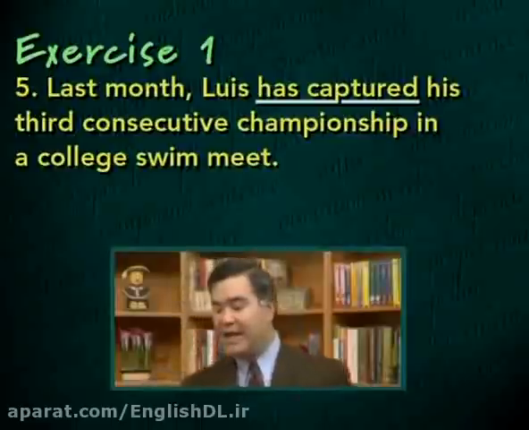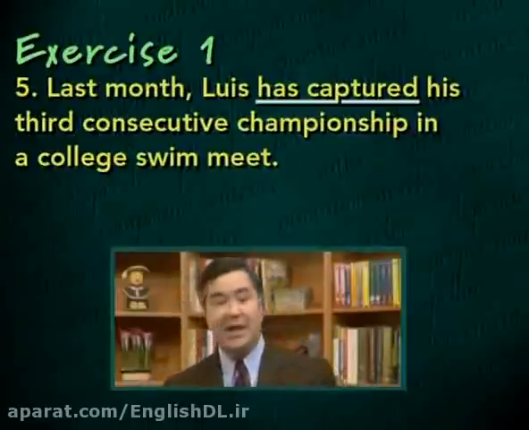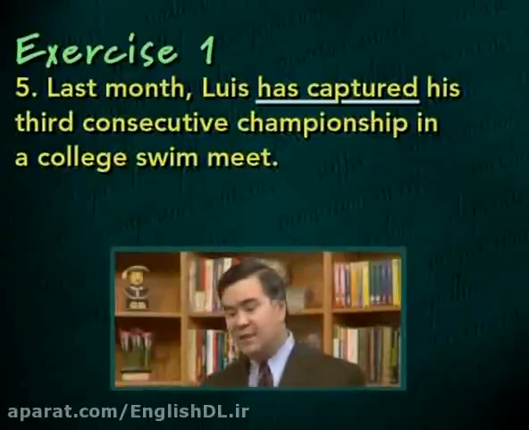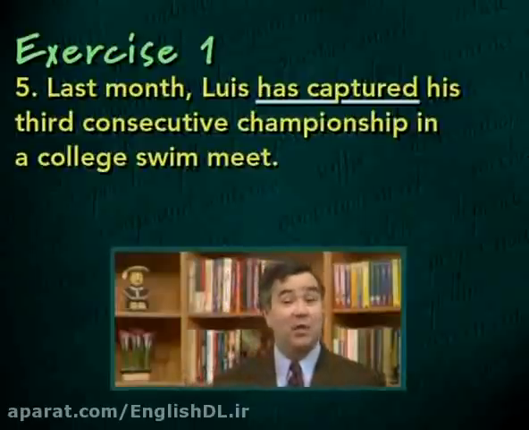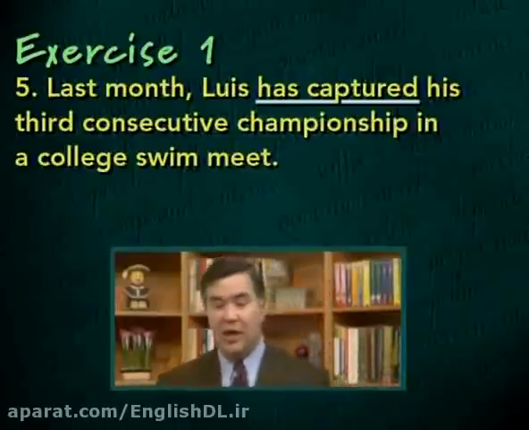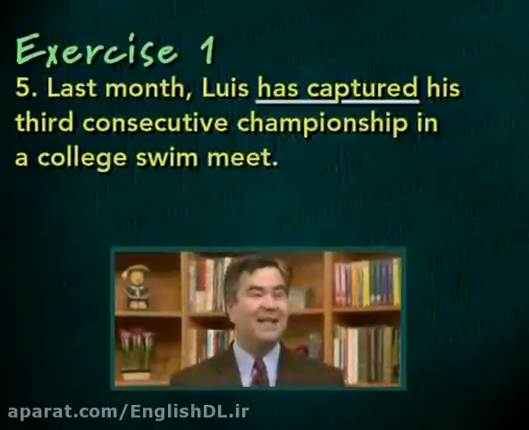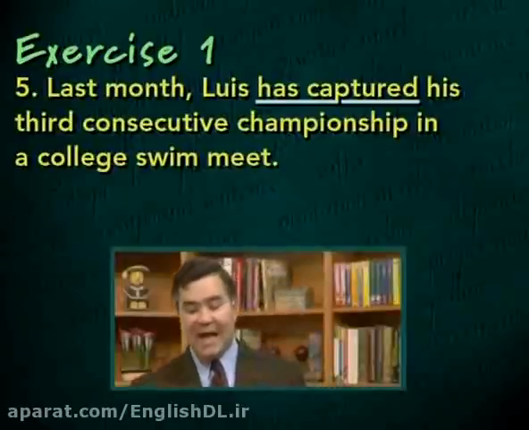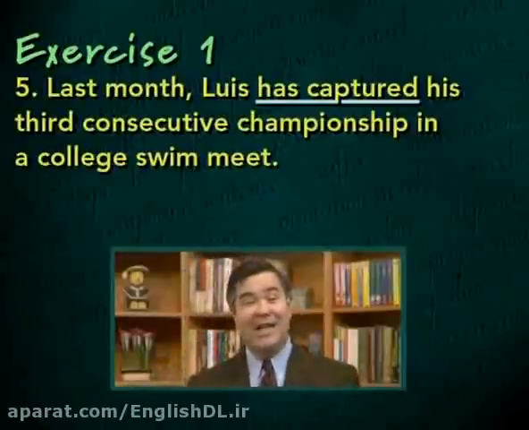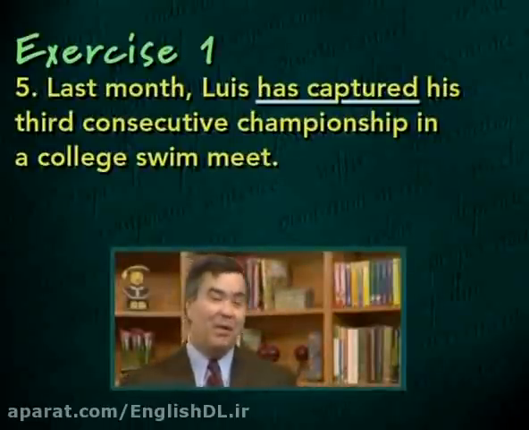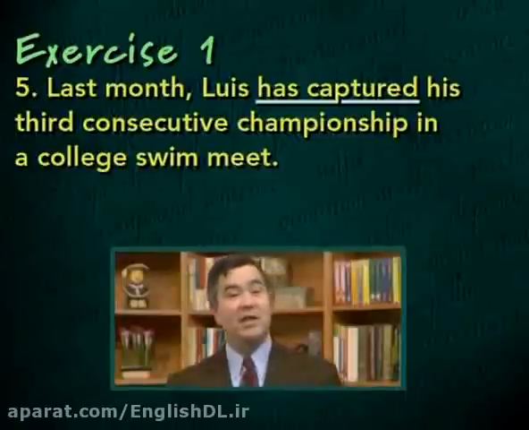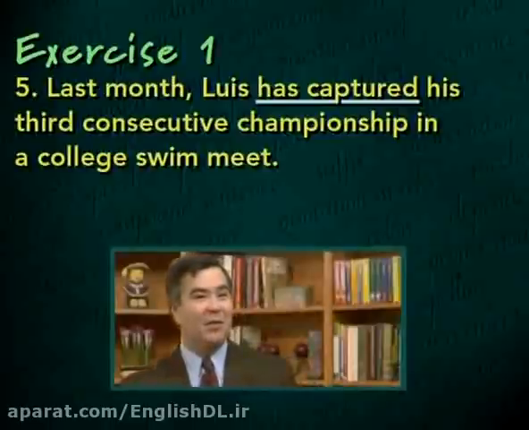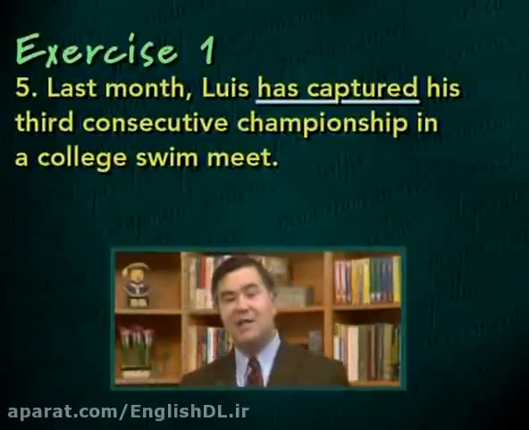Last month, Luis has captured his 3rd consecutive championship in a college swim meet. Now, what's the timing of the event that's happening in this sentence? Well, we're told that it happened last month, so we can see that this is a past event being described. Now, what verb tense is being used here? What form of the verb is being used in the underlined verb? It says has captured. Now, has captured is the present perfect tense. Remember, the present perfect tense uses the past participle, captured, together with the present tense of the verb to have. So here the present perfect tense is being used.